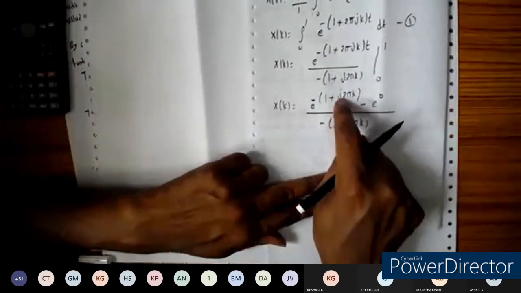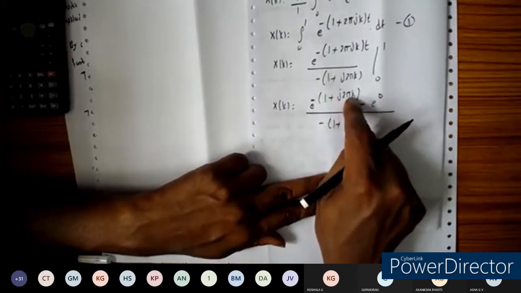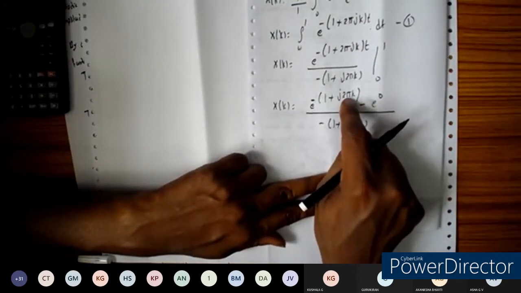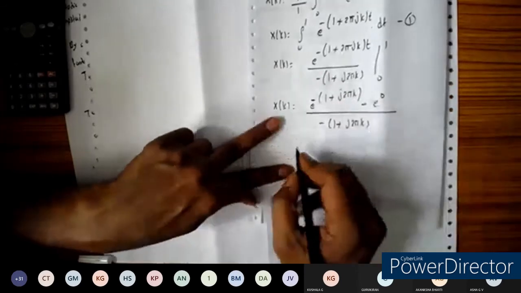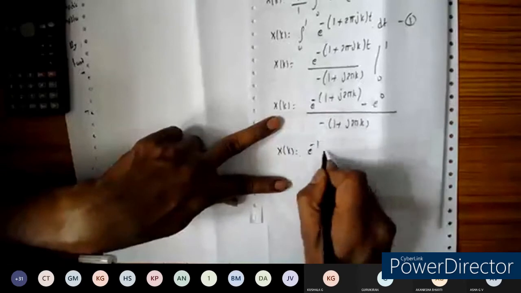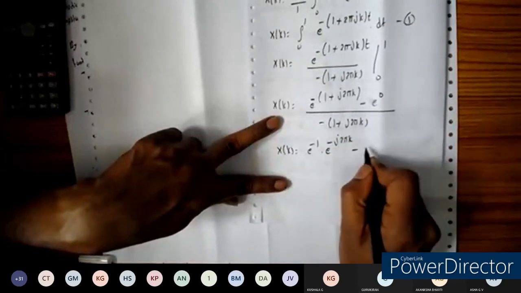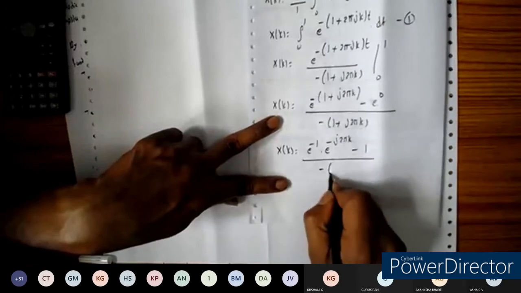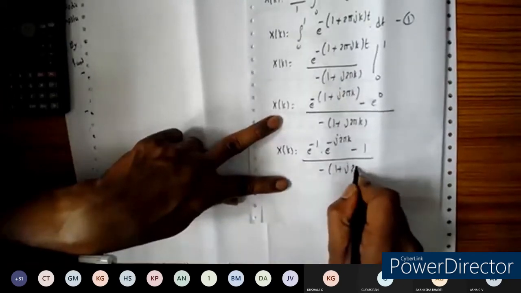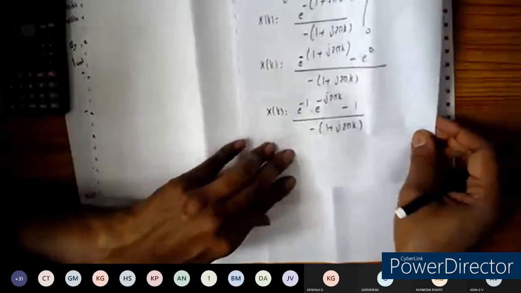Okay, so we know that e to the power of j 2 pi k is 1. Or minus j, r plus j 2 pi k, already we know this here. So if you want, you can split here. X of k is equal to e to the power of minus 1 into e to the power of minus j 2 pi k minus 1, divided by minus 1 plus j 2 pi k.